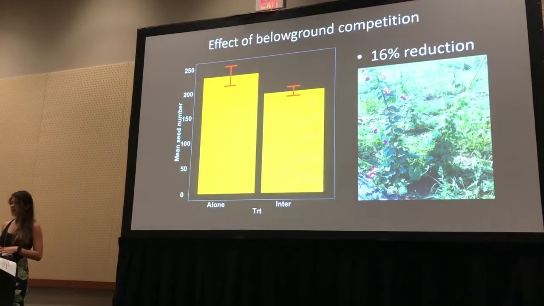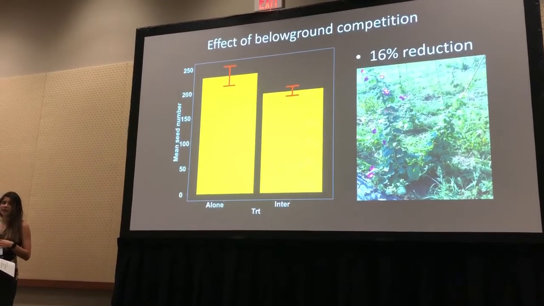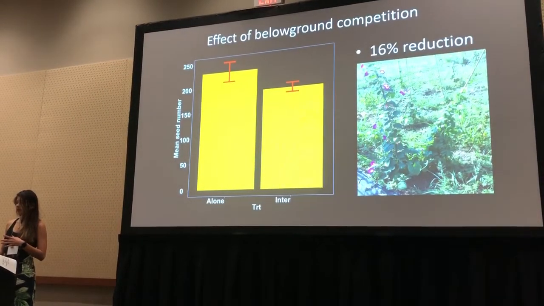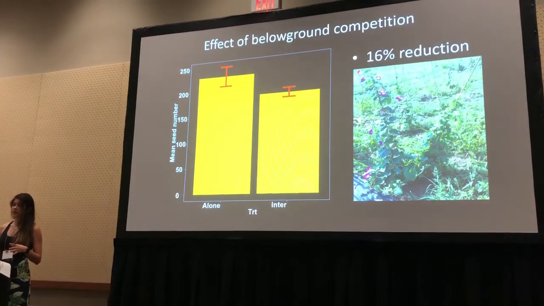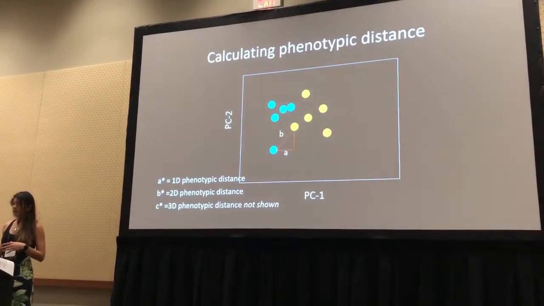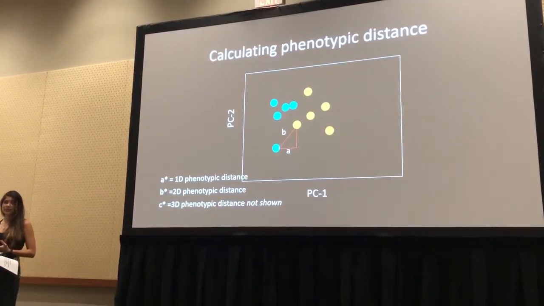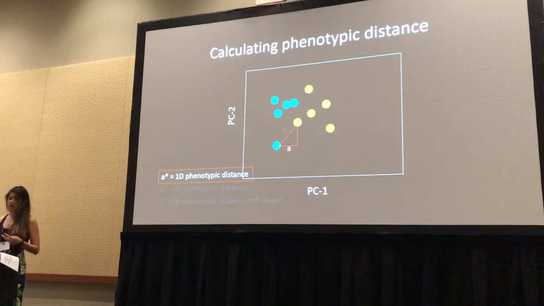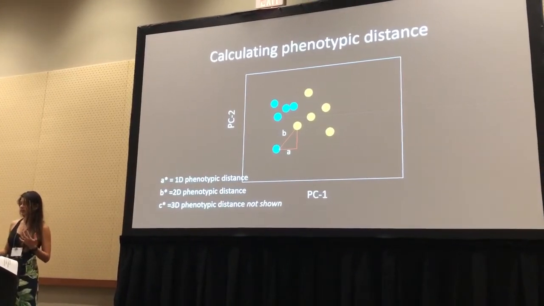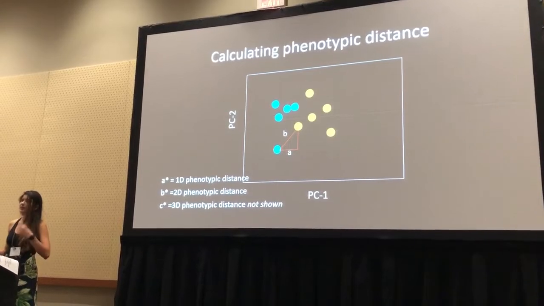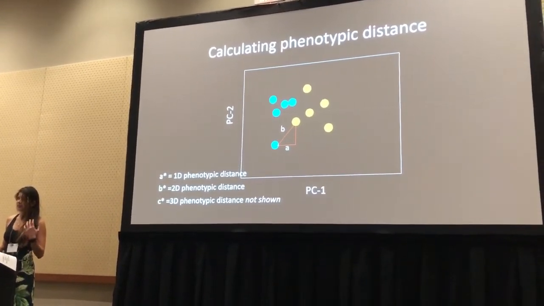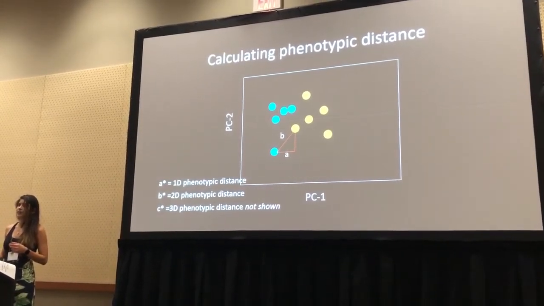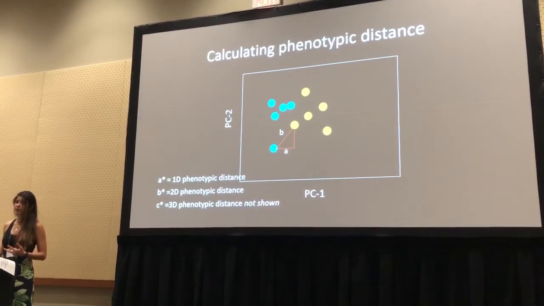But before I go into the selection analysis, I want to mention that I found a significant effect of competition, where a 16% seed reduction was found in individuals that were in competition relative to individuals that were grown alone. And briefly, how did I calculate phenotypic distance? So I used the first dimensional, second dimensional, and third dimensional distances as the Euclidean distance within PCs, for example, PC1 minus PC1, PC2 minus PC2, etc. And then every possible pairwise Euclidean distances for PC1, PC2, and PC3, which is topology, architecture, and morphology.